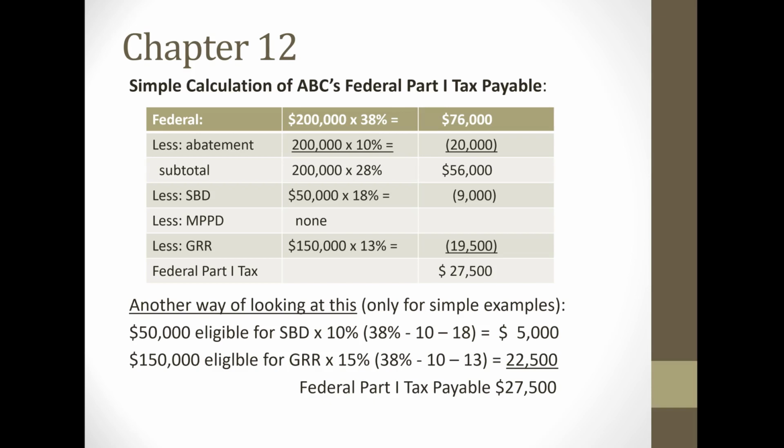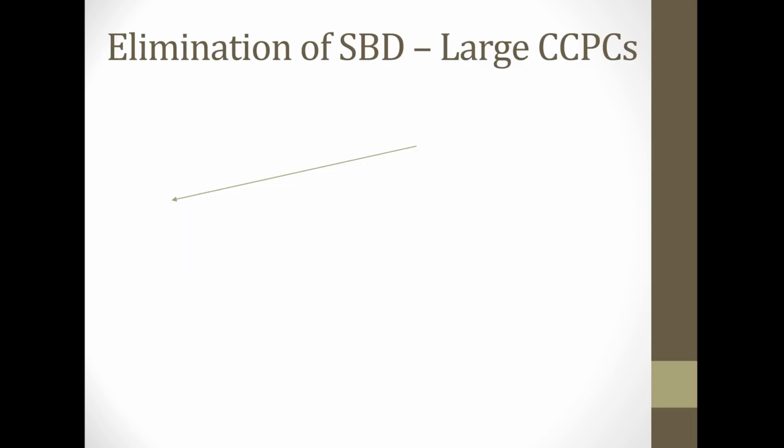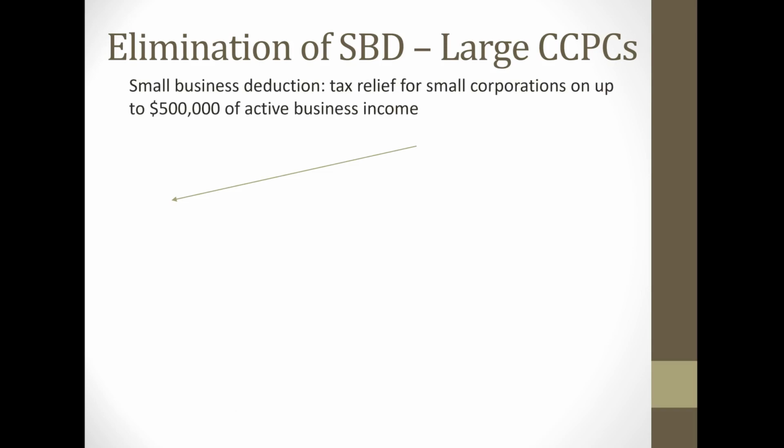If we had foreign tax credits, more adjustments for foreign taxes, this simple method may not work. Let's move on to the next slide. Let's talk about the elimination of the small business deduction for large CCPCs. Remember, we said that the small business deduction is the lesser of three amounts, and that third amount was the annual business limit of $500,000 less any amounts allocated to associated corporations, and also a reduction for large corporations.